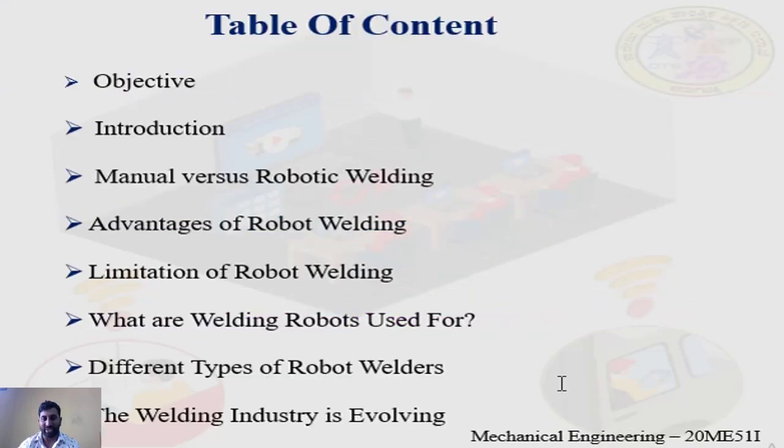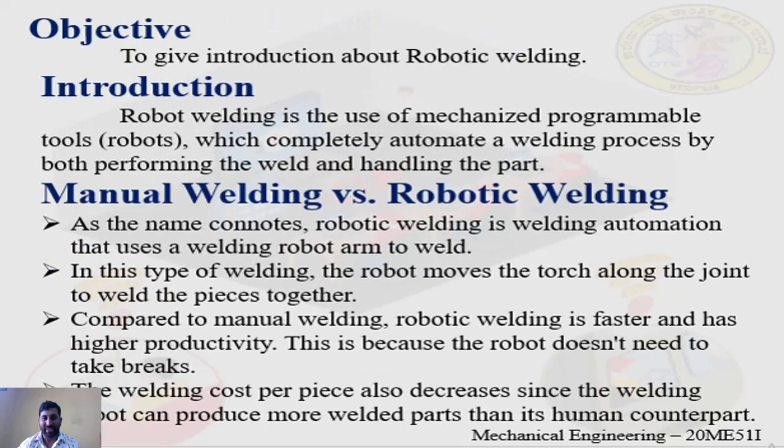Table of contents: objective, introduction, manual versus robotic welding, advantages of welding, limitations of robot welding, what welding robots are used for, different types of welders, robot welders, the welding industry is evolving. In the objective, as we know, we give an introduction about robotic welding before we get into the different simulation software.